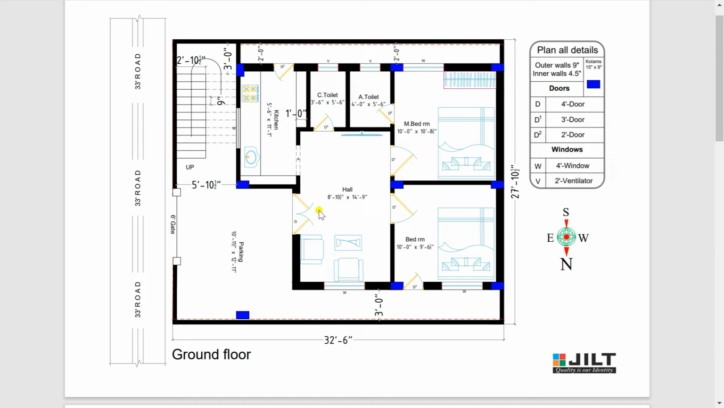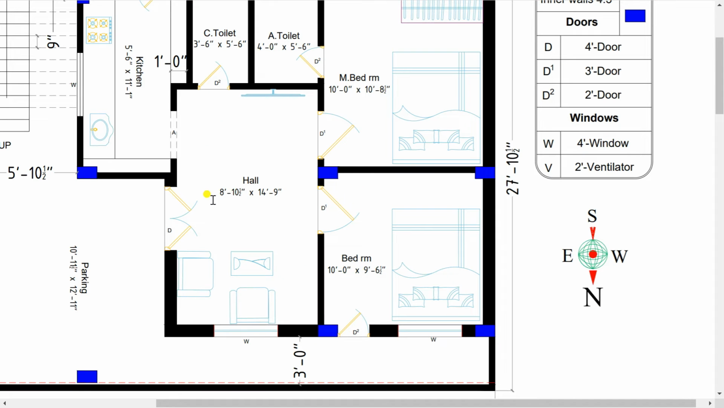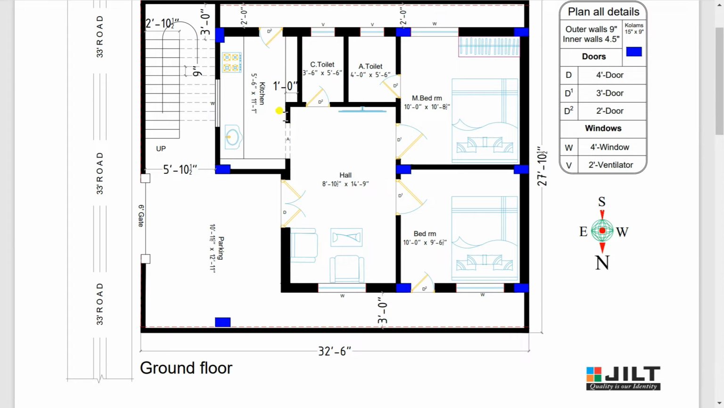Now I am entering into the hall of the ground floor of dimension 8 feet 10 and a half inches by 14 feet 9 inches. Here this is a main door, and we have entered into the hall. So this is a very comfortable lavish area. In the hall we have placed a sofa set along with the teapot. From the hall you can enter into the kitchen of dimension 5 feet 6 inches by 11 feet 1 inch.